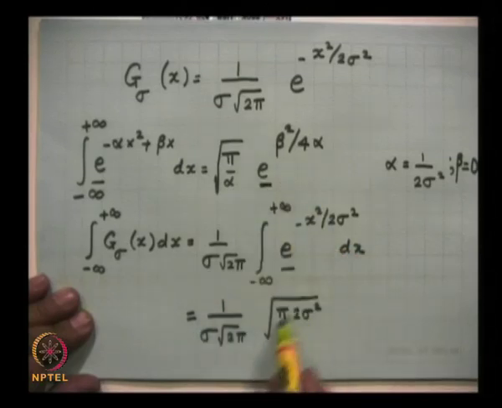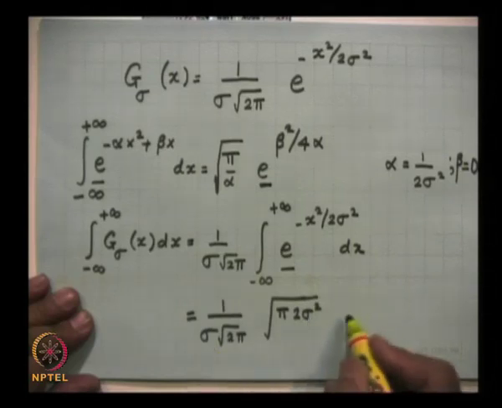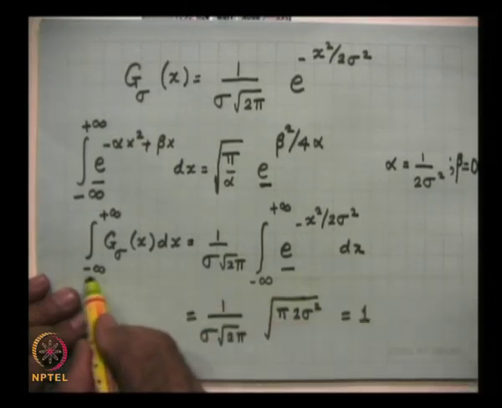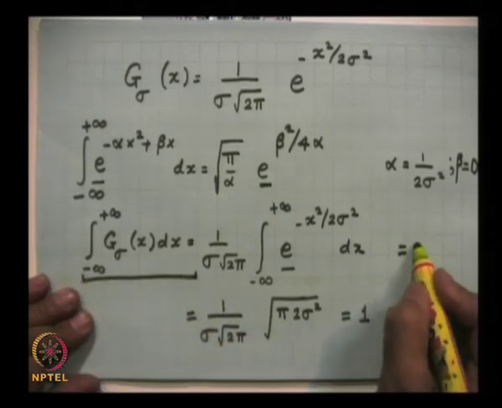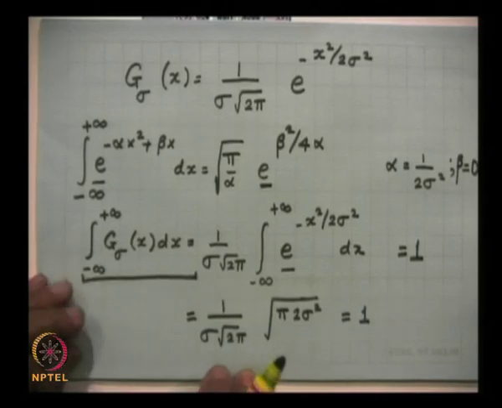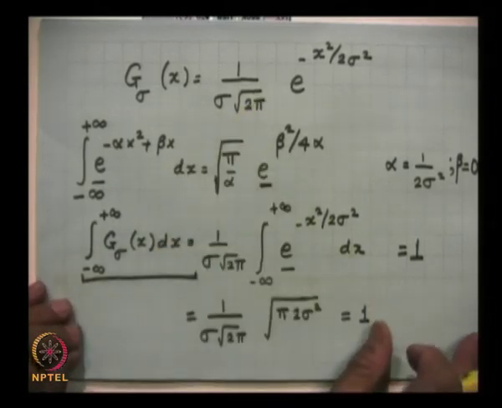As you can see, the 2 pi cancels out, and under root of sigma square is sigma. So, this is equal to 1. Therefore, this integral of g sigma of x dx is equal to 1, is unity. The area under the curve is unity for all values of sigma.